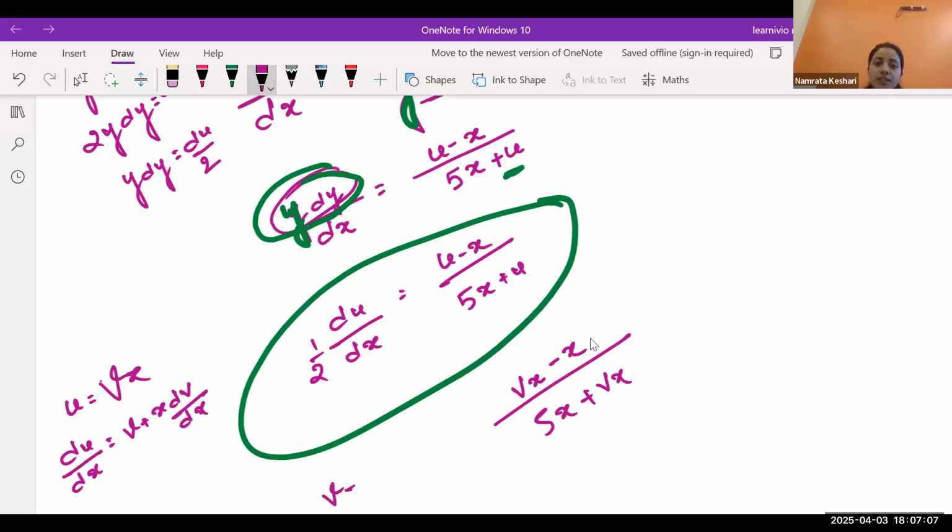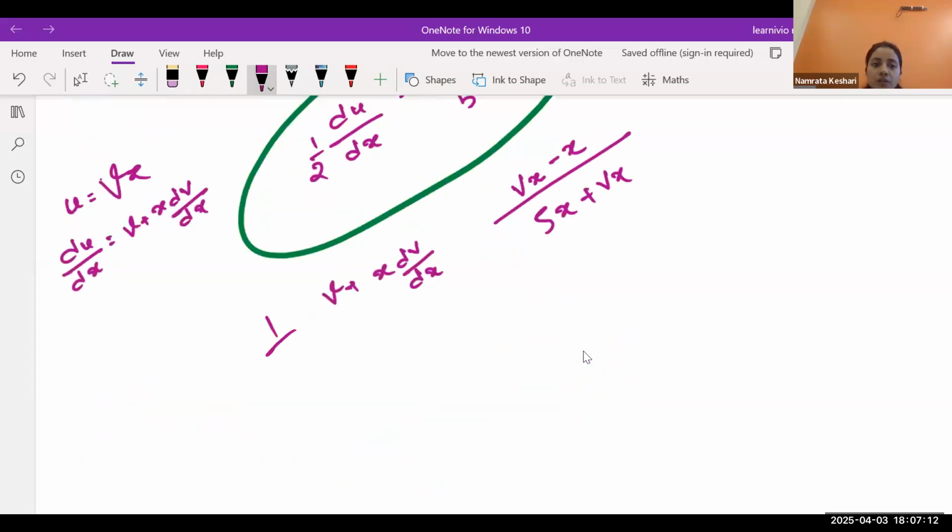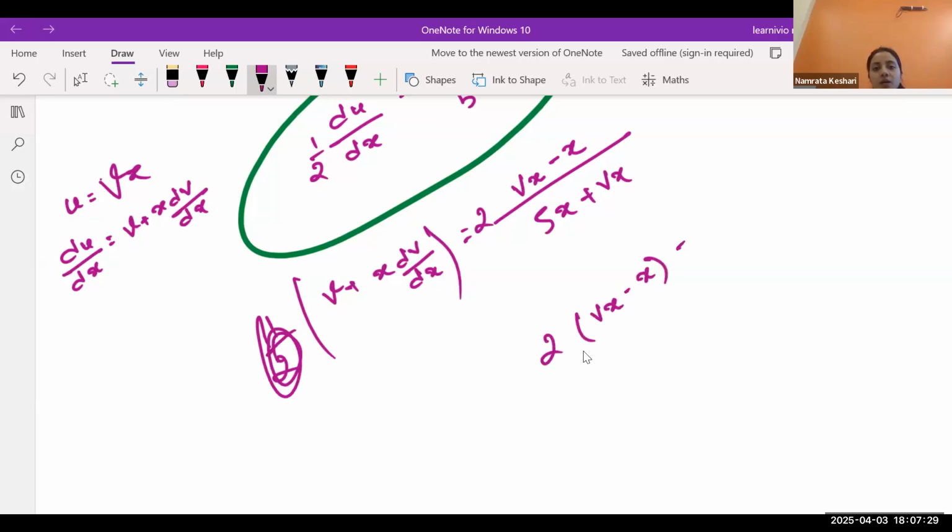This is v plus x dv dx, and 1 by 2 I'm just keeping aside for a while. Okay, so this is what we are having. Now this 1 by 2 you can take to this side, you can write 2 over here. So this v will come to this side, so we are having 2 vx minus x, and this v will come over here over 5. Why am I not canceling this x and x first? We will cancel out x and x, and then we will be able to do it, right? Yes, ma'am. Let's take another question.